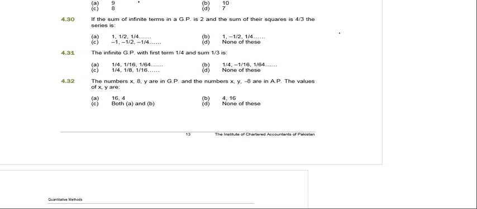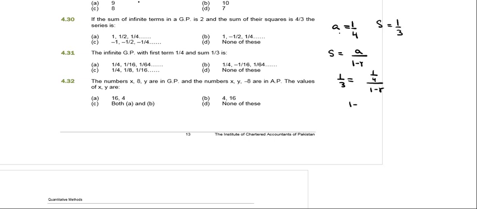4.31: the infinite GP with first term 1 over 4 and sum 1 over 3 is. Now we know the sum to infinity formula is S equals A divided by 1 minus R. So this will be 1 divided by 3 equals 1 divided by 4 over 1 minus R.